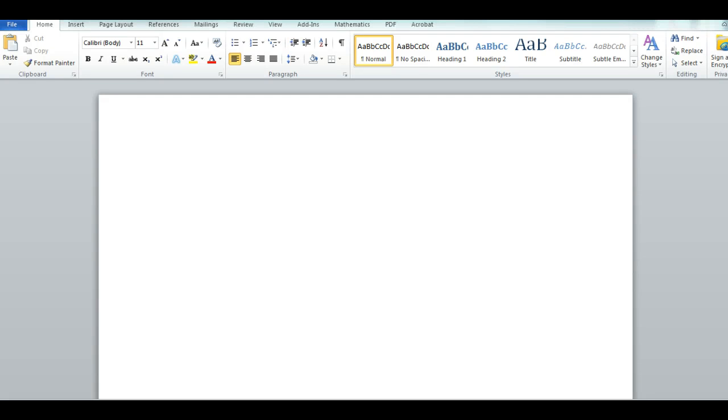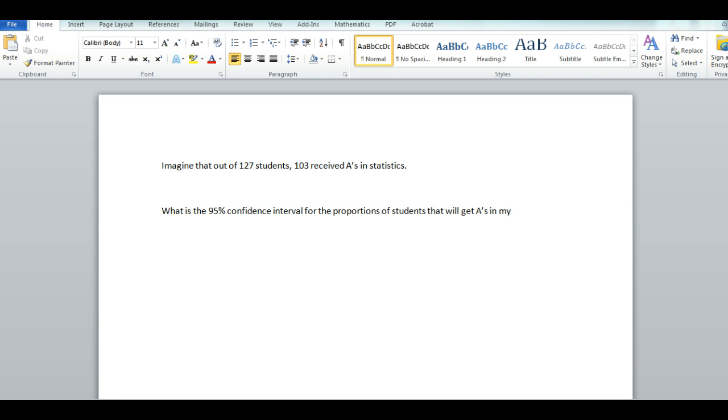Hello, let's do the hypothesis test and confidence interval for proportion first. So let's imagine that out of, let's say, 127 students, 103 received A's in statistics. So this is a sample of people. What is the 95% confidence interval for the proportion of students that will get A's in my class?